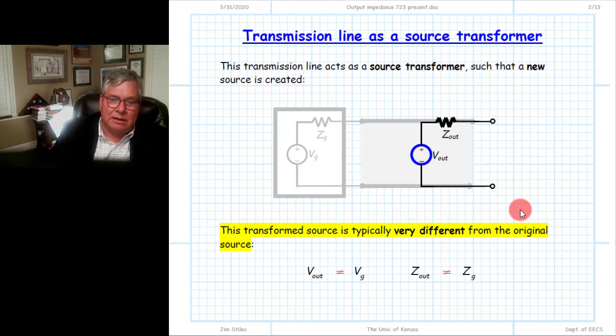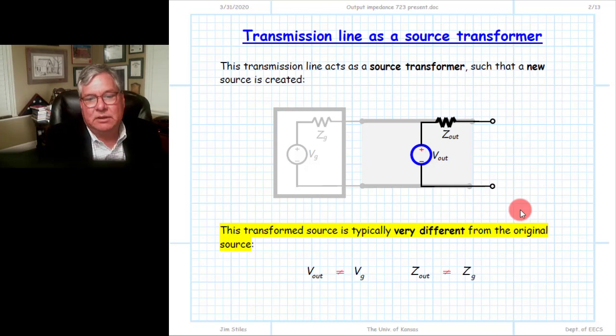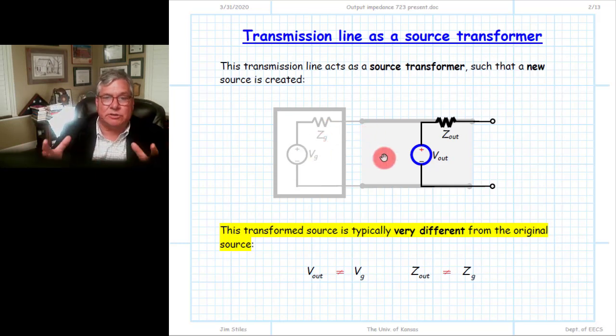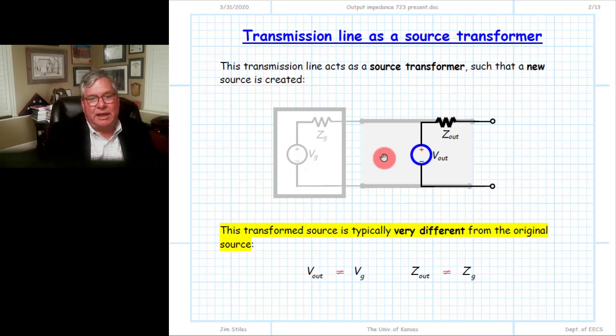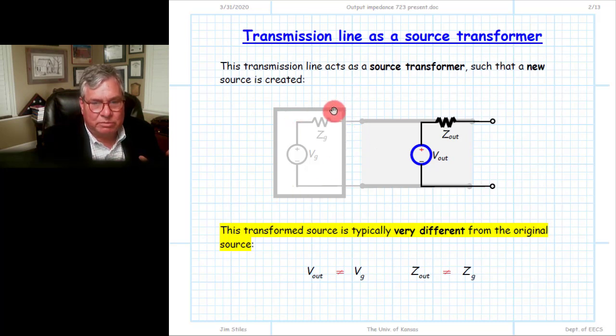So the equivalent circuit is shown here. Again, we take our original source, which is really an equivalent circuit to some useful set of devices. We connect a lossless transmission line, a length of transmission line, which is a two-port device, to it. And we can look at this transmission line then as a source transformer that transforms our original source into a new source. This is the equivalent circuit for the entire circuit structure behind it. The source with a transmission line can be written as an equivalent source of this form.